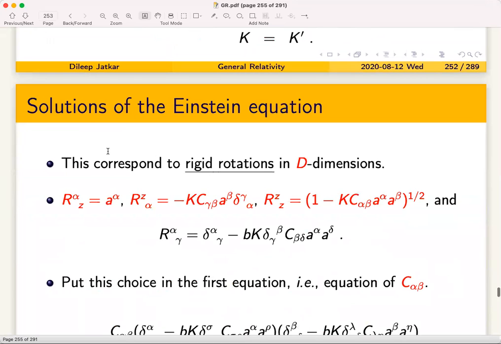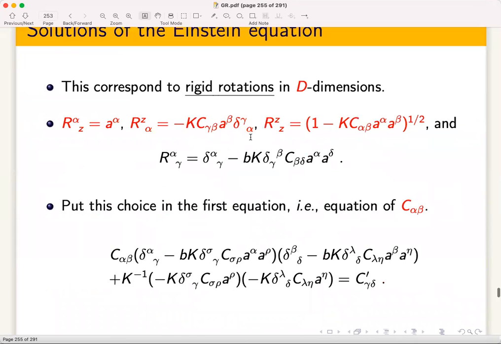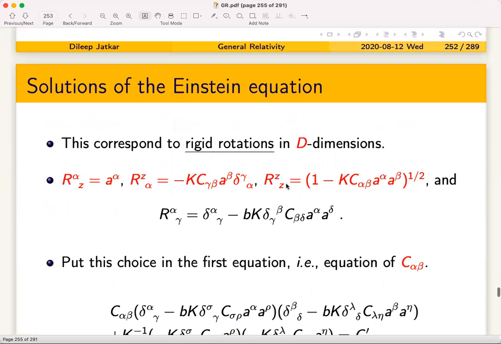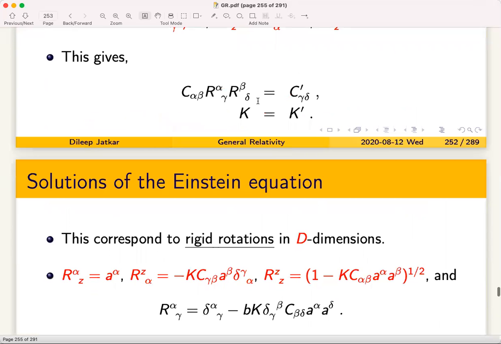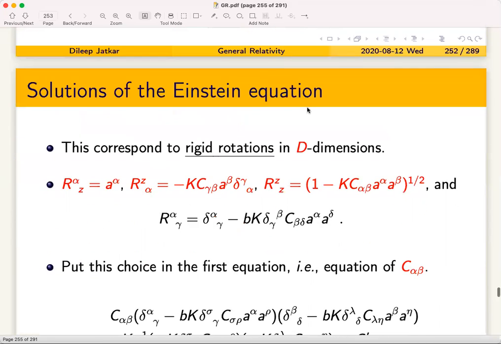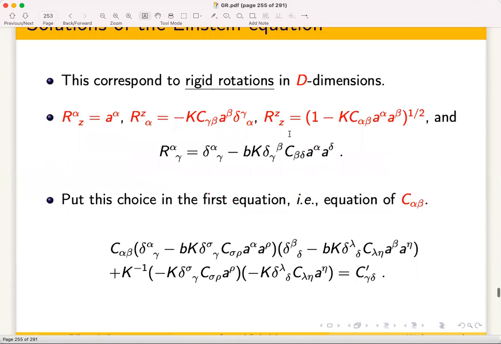On the other hand, if you look at something quite complicated like this, that R alpha z is equal to a alpha and R z alpha is equal to some complicated function written in this form, and R z z is equal to this quantity, then you can check that this corresponds to translation. There are such parameters, and those are the translation isometries. So you get d-dimensional rotational isometries by choosing the transformation to be this, and d-dimensional translation isometry by choosing the transformation which is like this.